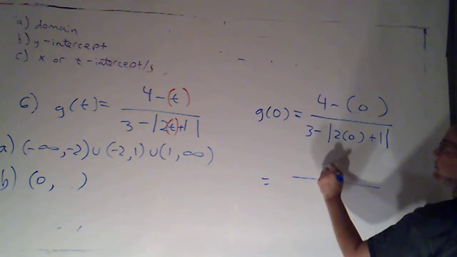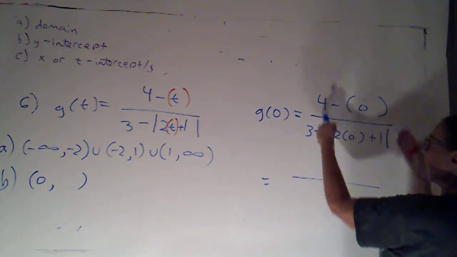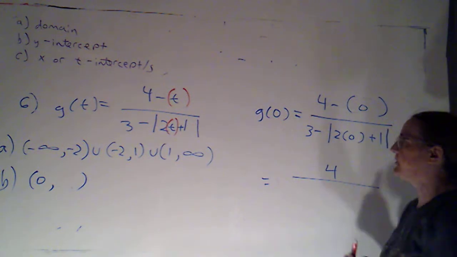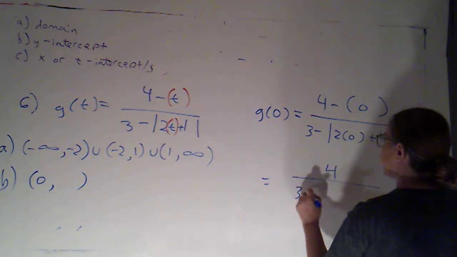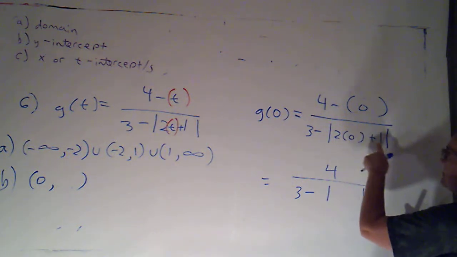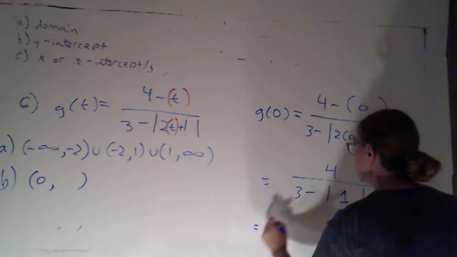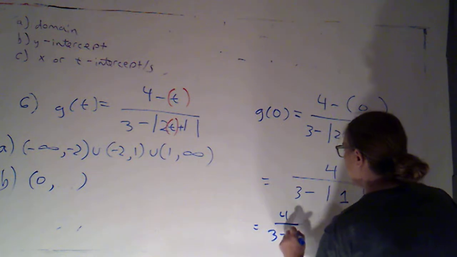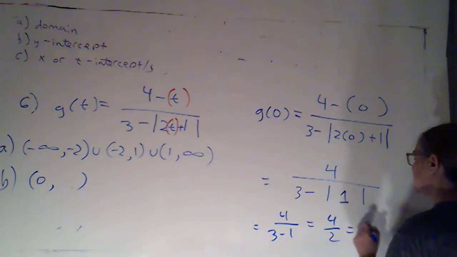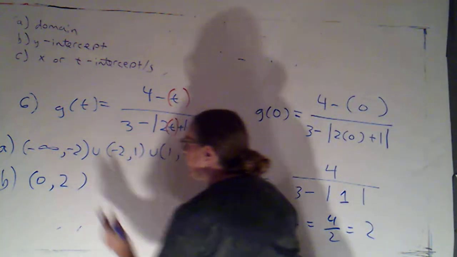So the top is just 4 minus 0, which is 0. Now, order of operations, these absolute value signs behave like parentheses. They're a grouping symbol. So I've got to work that out first. So it's going to be 3 minus the absolute value of 2 times 0 is 0, plus 1 is 1. Now the absolute value of 1 is just 1. So this is 4 over 3 minus 1. So that's 4 over 2, which is 2. That's going to be the y value.